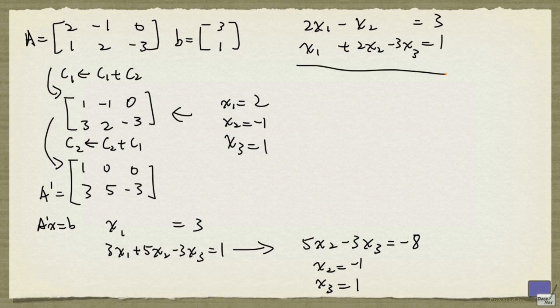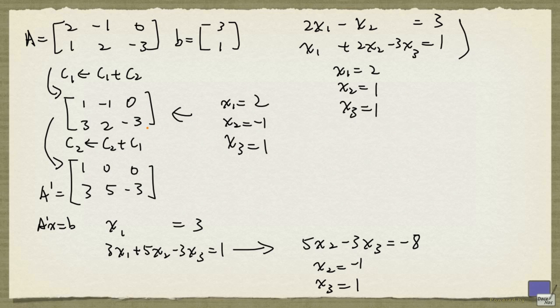And now to obtain a solution for this, we note that this operation was performed. So we need to add x1 to x2. That will become our x2. And so x1 equals 2, x2 equals 1, and x3 equals 1 is going to be a solution to this system here. And one can easily check that that's the case.